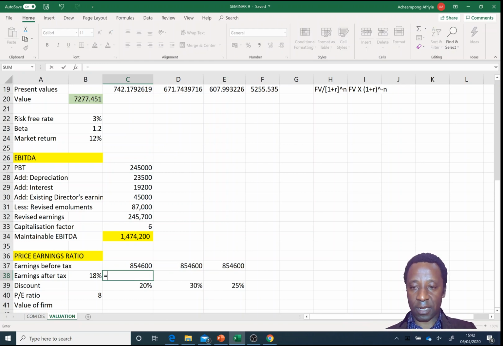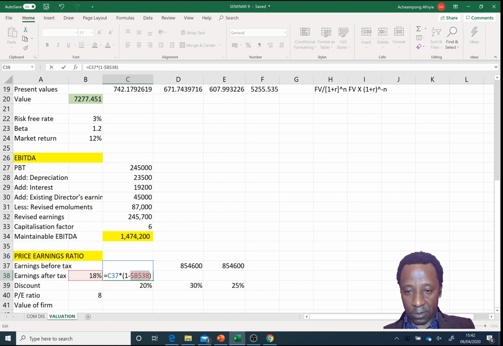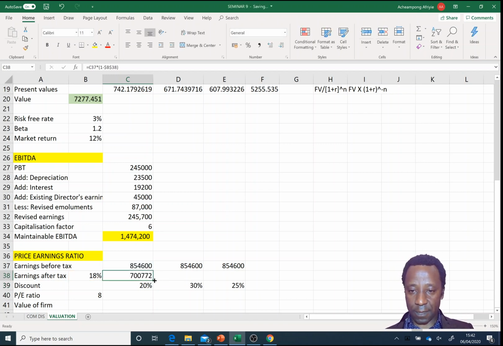We need to calculate the profit after tax. So if it is a profit, we'll just multiply it then by 1 minus the tax rate, isn't it? So 1 minus the tax rate. If I just fix it so that I can just drag it because I'm lazy to get the same figure. Okay, so that's the idea, and we need to discount the PE factor of 8. We need to discount it by 20% on the low side, or 30% on the high side, or 25% as a median.